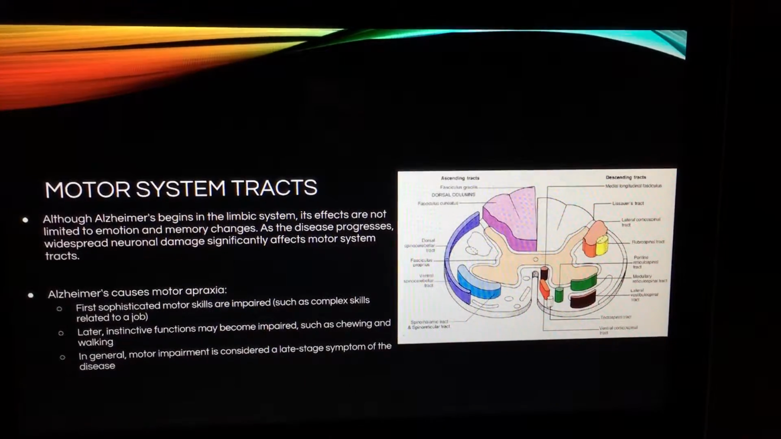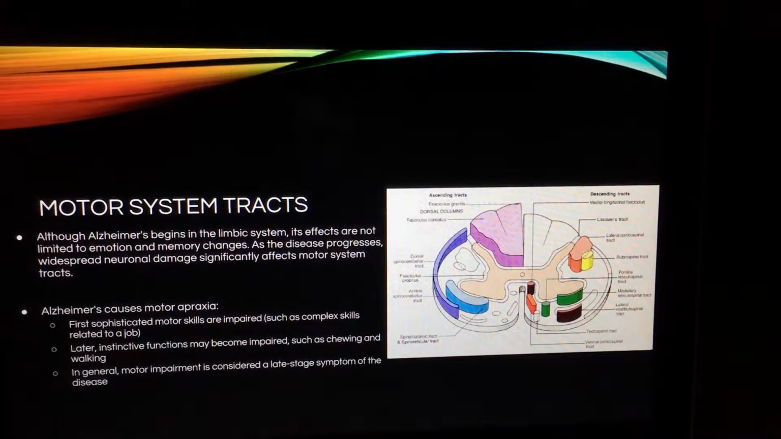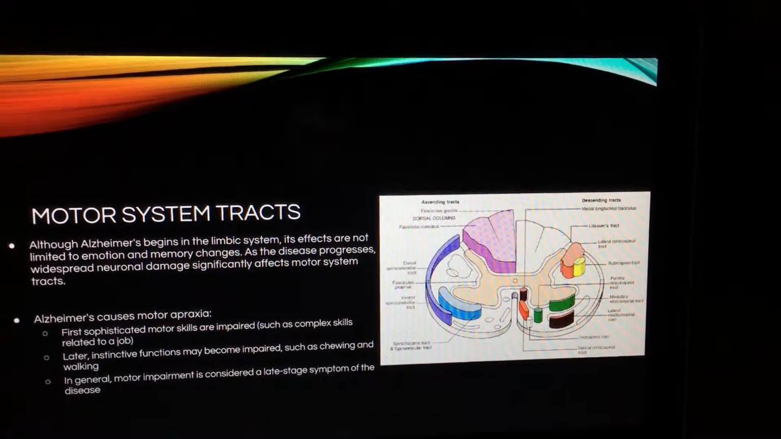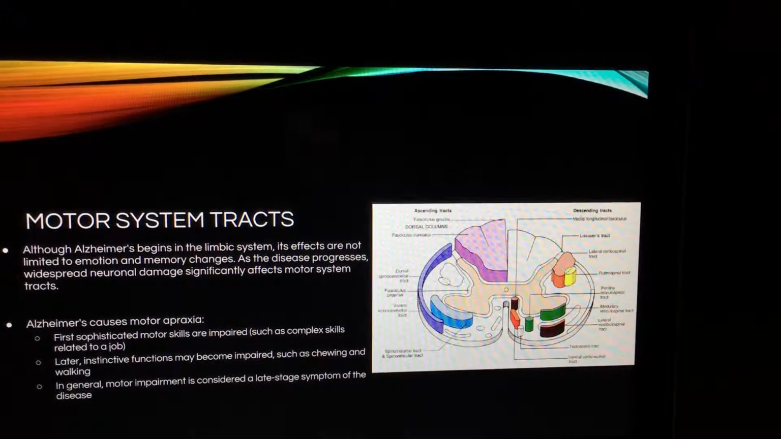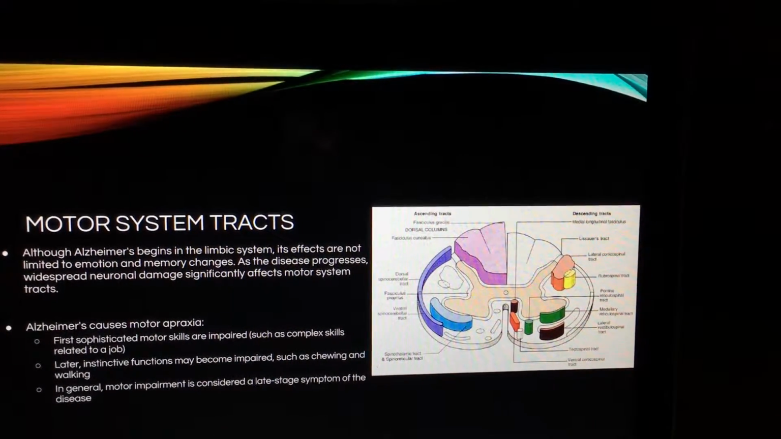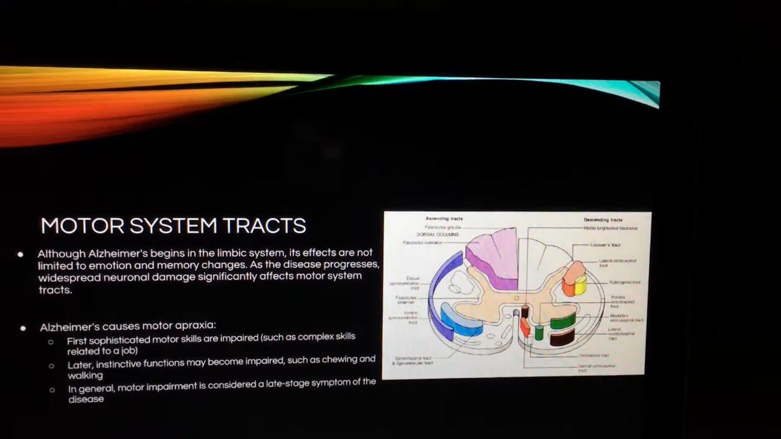Motor system tracts. Although Alzheimer's begins in the limbic system, its effects are not limited to emotion and memory changes. As the disease progresses, widespread neuronal damage significantly affects motor system tracts. Alzheimer's causes motor apraxia.